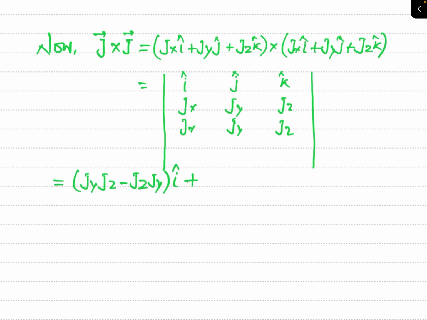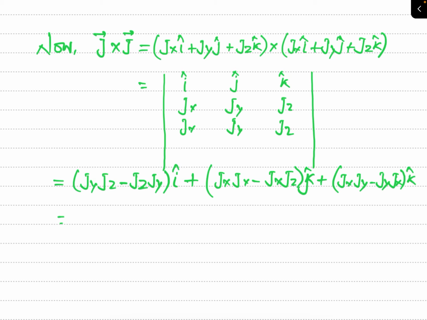You know the determinant operation. In fact, in the second term of the determinant there should be a minus, but I have taken plus here, so the order of operation we will just reverse. So you can now write plus (jz jx minus jx jz) j, and plus (jx jy minus jy jx) k.